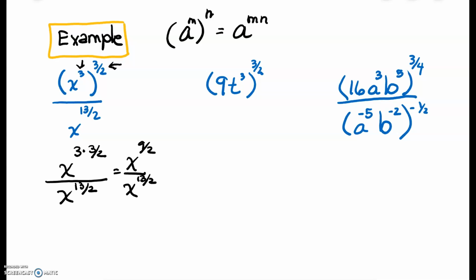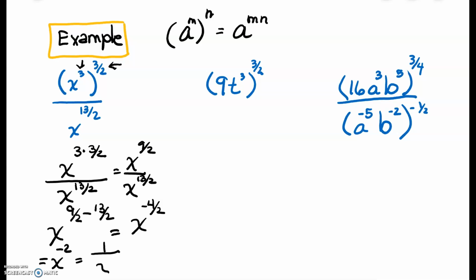I know if I use my quotient rule, I just subtract exponents. So when I use my quotient rule, I get x to the 9/2 minus 13/2, which is x to the negative 4/2, which reduces to x to the negative 2. But I can't leave negative exponents in my answer, so I am going to convert this to something with a positive exponent. So I'm going to use my negative exponent rule and move the x from the numerator to the denominator and convert the exponent to a positive.